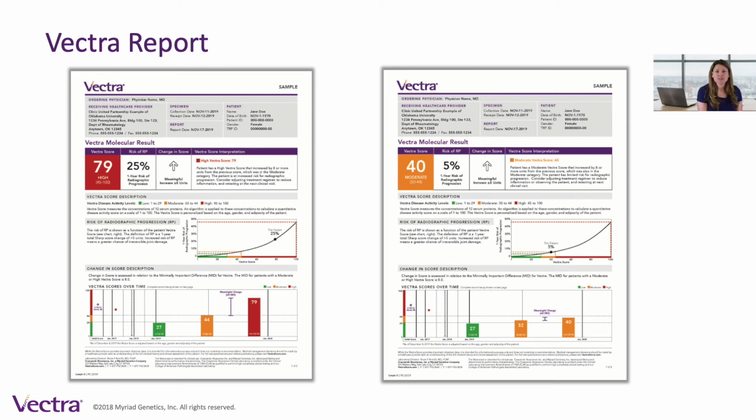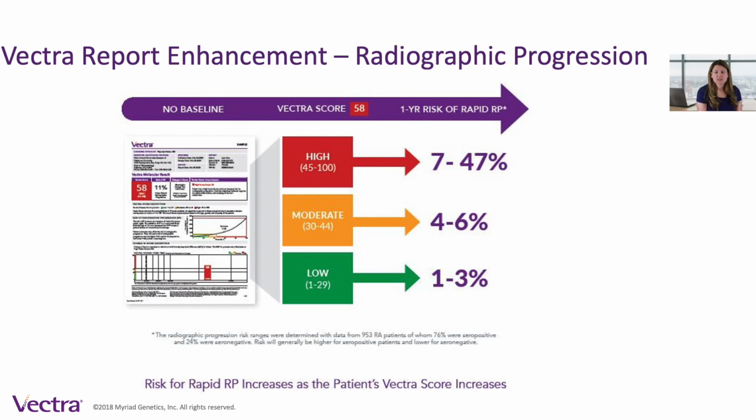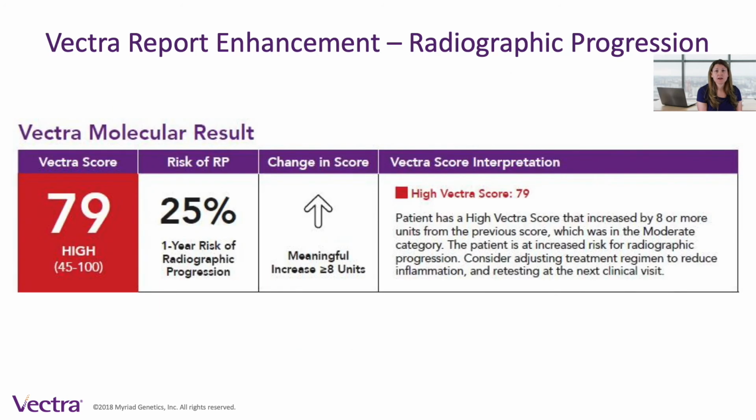Let's talk about how we put this information to use. If I had a patient with a low score, then I know their treatment's working. If I saw a patient with a high Vectra score, then I know something is happening that needs to change, whether they are not being compliant with their therapy or need to change or increase therapy. Let me talk about how I use the Vectra report as a communication tool with my patients. First, let's look at what's going on the report and how to utilize it.